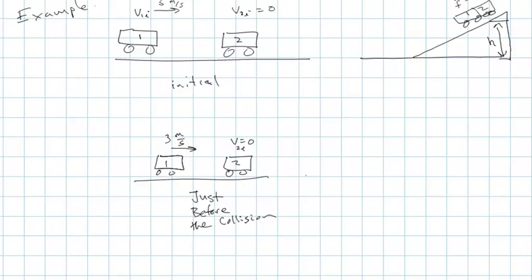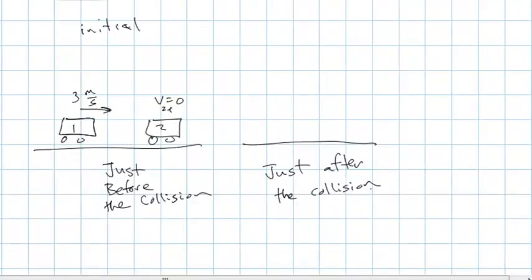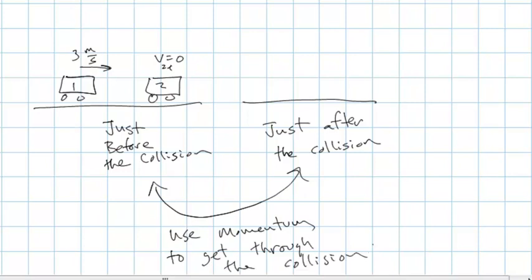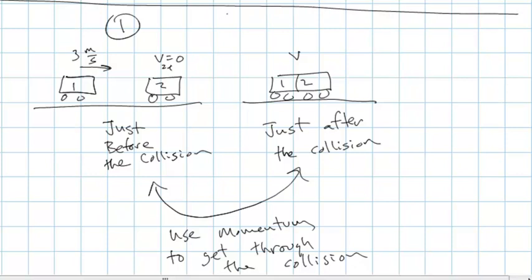Then the next time I put on my timeline is just after the collision. I always have those two times, just before and just after, and I know I can use momentum to get through the collision. So afterwards, what do I have? I have two carts stuck together, moving with some speed. I'm going to call this time 1 on my timeline. And I'm going to call this time 2 on my timeline.